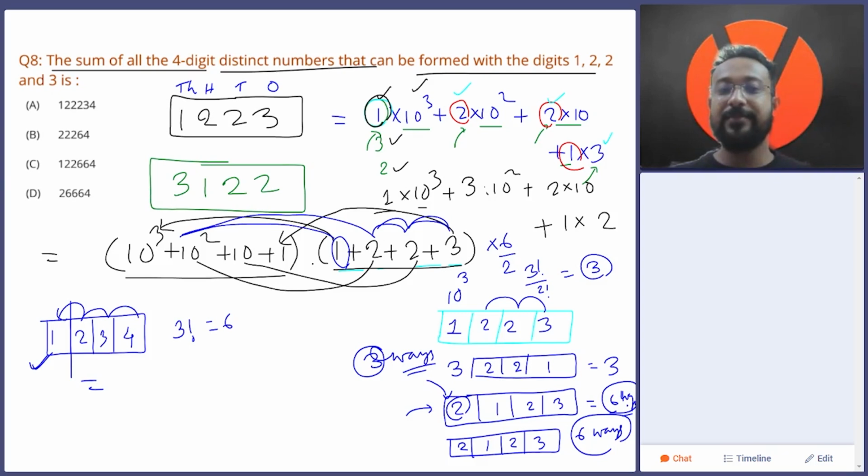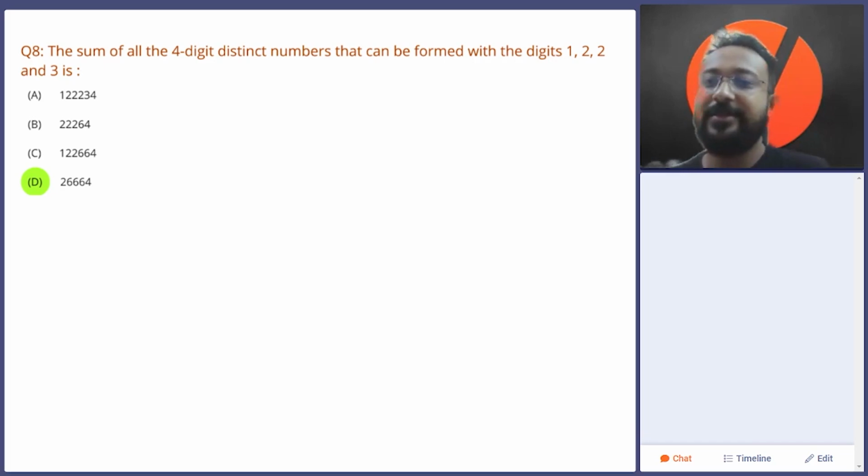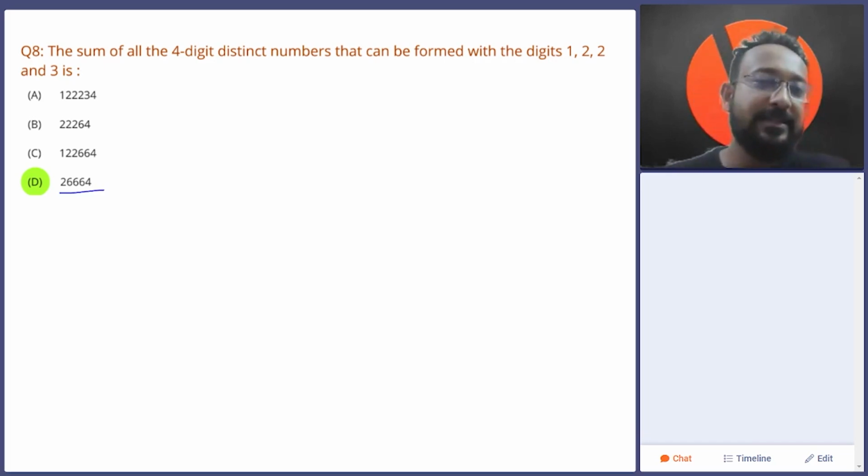Hence, your answer will be 10 cube, 10 square, 10 plus 1, which will be 1, 1, 1, 1, 4 ones into this. If you add, you will get 8, and the remaining part will be 3. So if you multiply 24 times 1, 1, 1, 1, you will be getting this: 26664. Okay, so let's go to the next question.